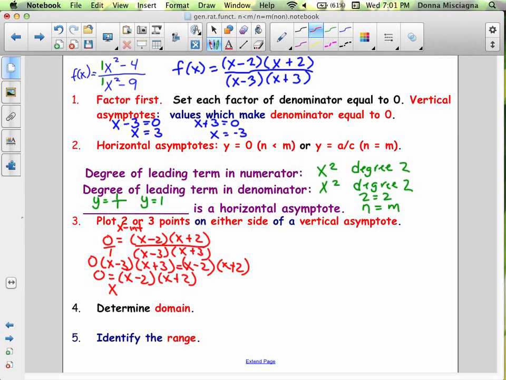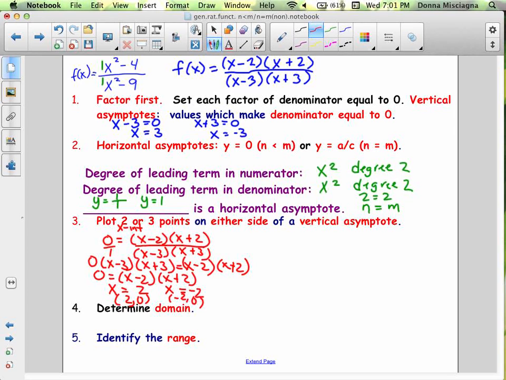So we have two x-intercepts. If x minus 2 equals 0, x equals 2. If x plus 2 equals 0, x equals negative 2. So our two x-intercepts are (2, 0) and (negative 2, 0). And those are actually really nice points. So we now have, out of our 7 to 9 points, we've already got 2 of them, just by finding the x-intercepts.